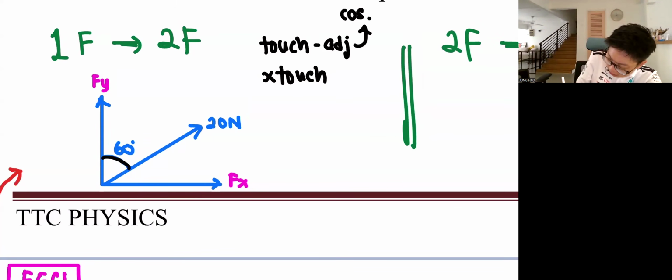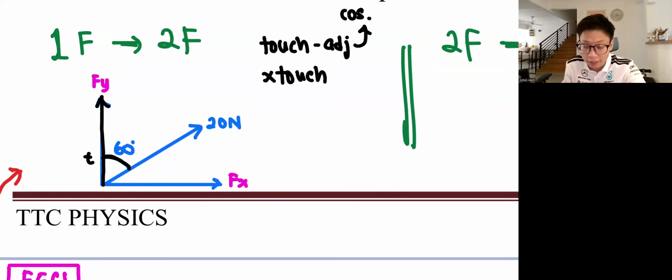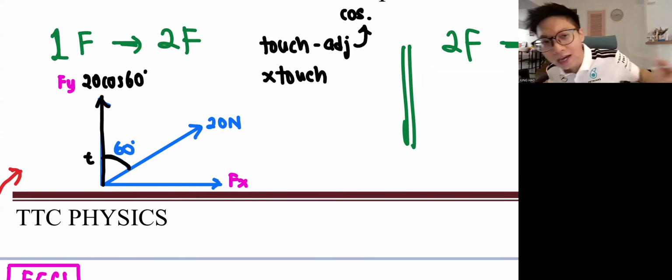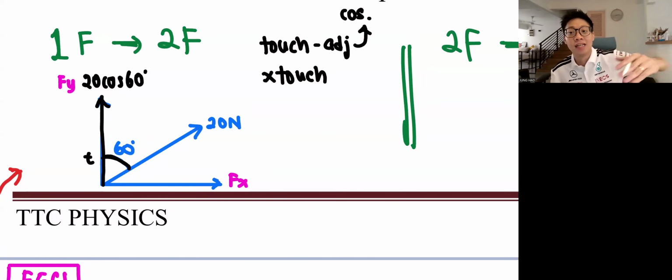If you look at this 60-degree angle, this vertical line is categorized under the touching line. So if it's the touching line, your Fy here is equal to 20 cos 60. If you want to ask me why the touching line is cos, it's because of adjacent, from SOH CAH TOA: cos is adjacent over hypotenuse. That's why it's cos, because that is the touching line.